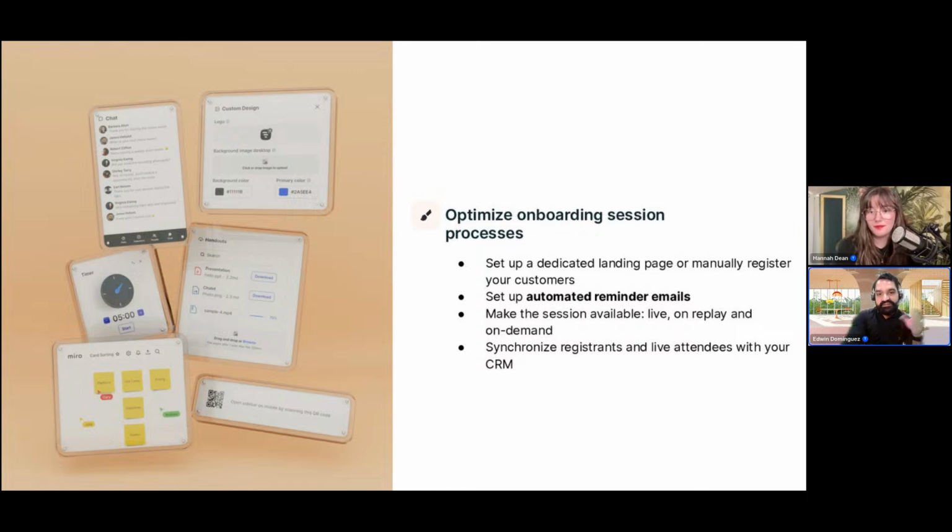And I know you already touched on this, but setting up those automated reminder emails is also great. So usually by default, Livestorm has a 24-hour reminder and 1 hour reminder. We've seen that works great, but sometimes if you schedule some onboarding sessions that are a month into the future, etc., then you might want to add some custom templates, perhaps add a weekly reminder or even a monthly reminder.